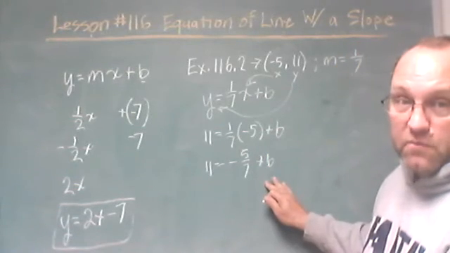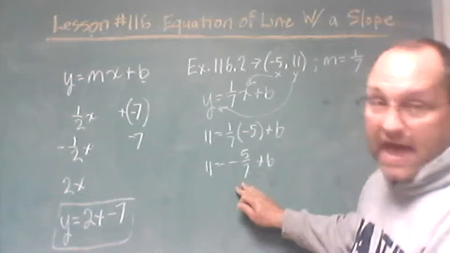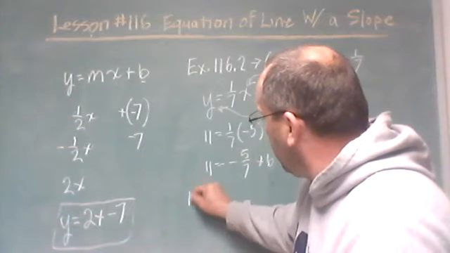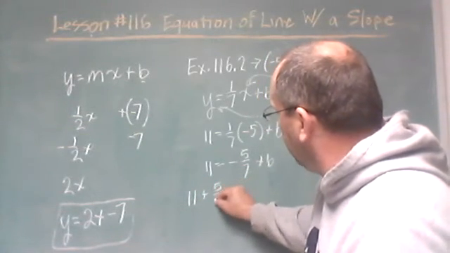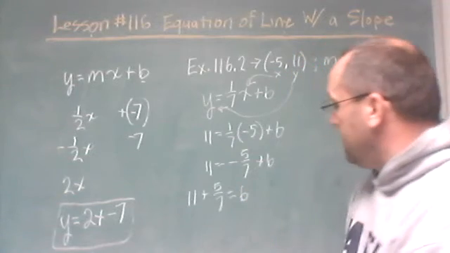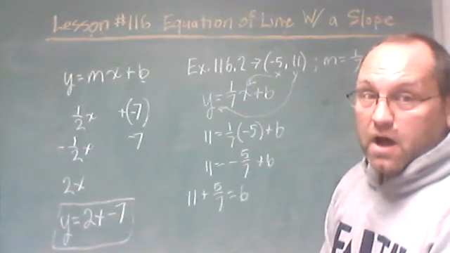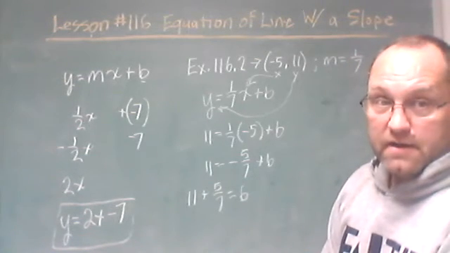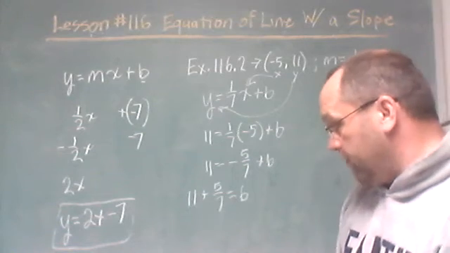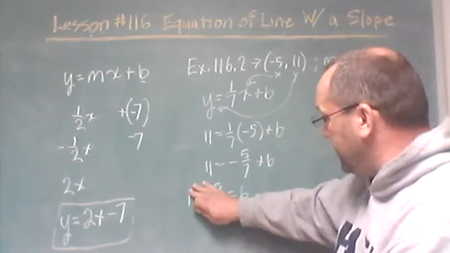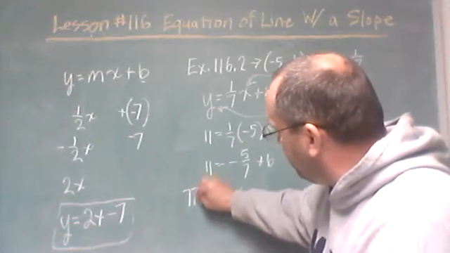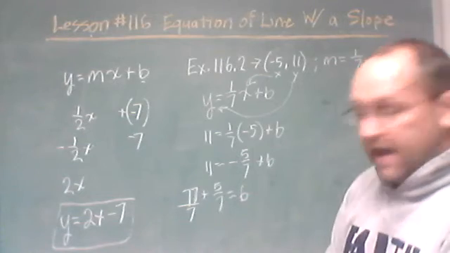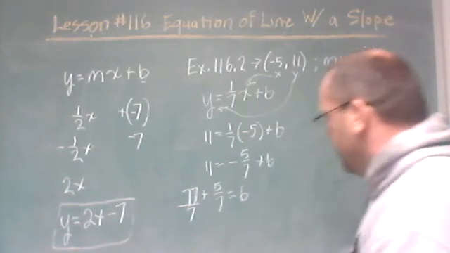Well, how do we solve for b? We must get b alone. We add 5/7 to this side and we add 5/7 to that side, so we get 11 plus 5/7 equals b. So what do we have here? We have an addition of fractions. We must get them together in common denominators. How do we express that? We change 11 to 77/7. That's the same as 11. Then I can add them.